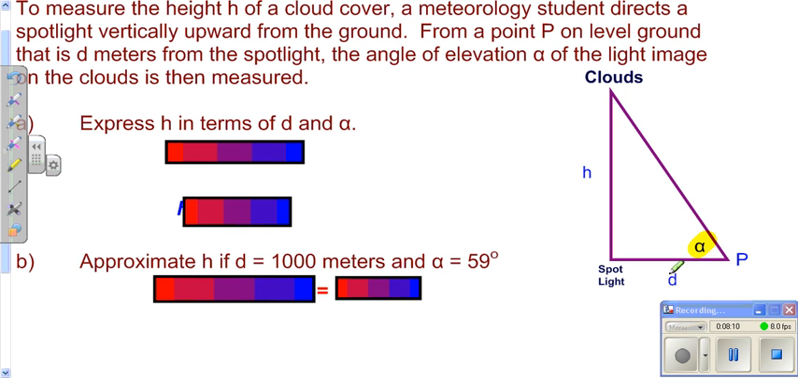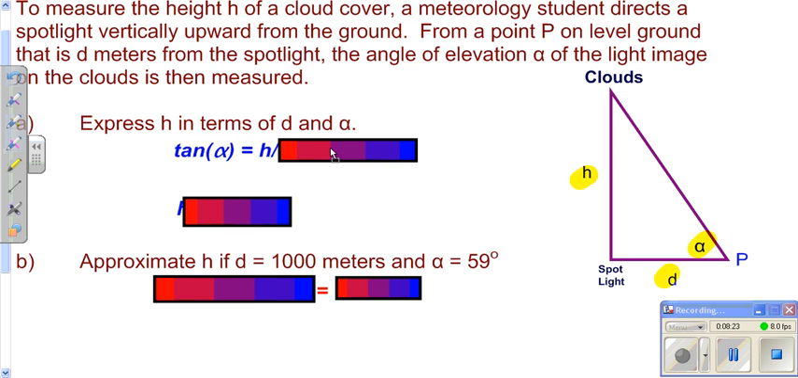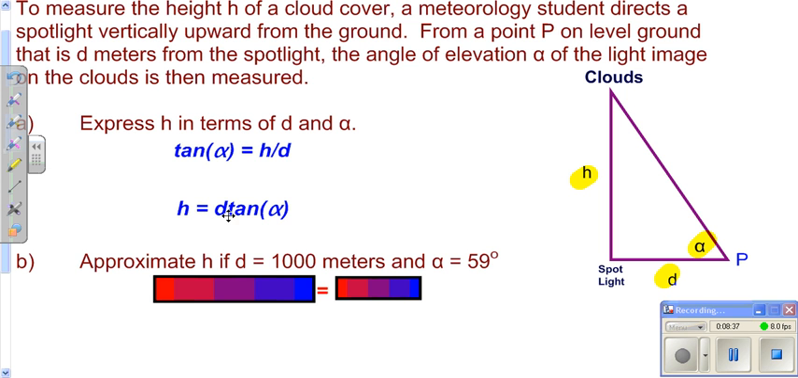We have our angle, we have this side, and we have this side. Once again, that's opposite and adjacent. So that's going to be tangent. So we go tangent of our angle equals our opposite side over our adjacent side. Then it says express h in terms of d and alpha, meaning get h by itself. So to get rid of multiplying or dividing by the d, multiply both sides by d, and we get h is equal to d tangent of alpha.